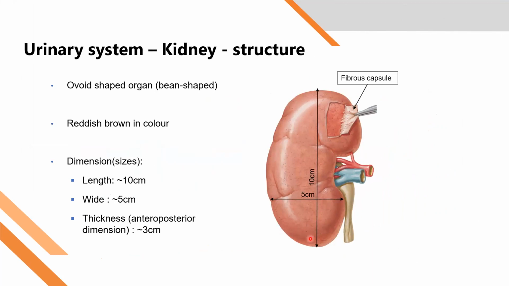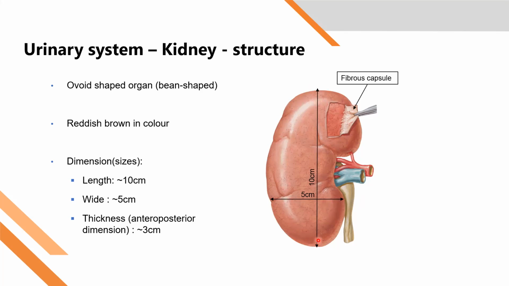Let's go to the gross structure of the kidney. It is an ovoid organ, or many books say it is a bean-shaped organ, reddish brown in color. You have to know the dimensions: the length is about 10 centimeters, the width is 5 centimeters, and the thickness is about 3 centimeters.